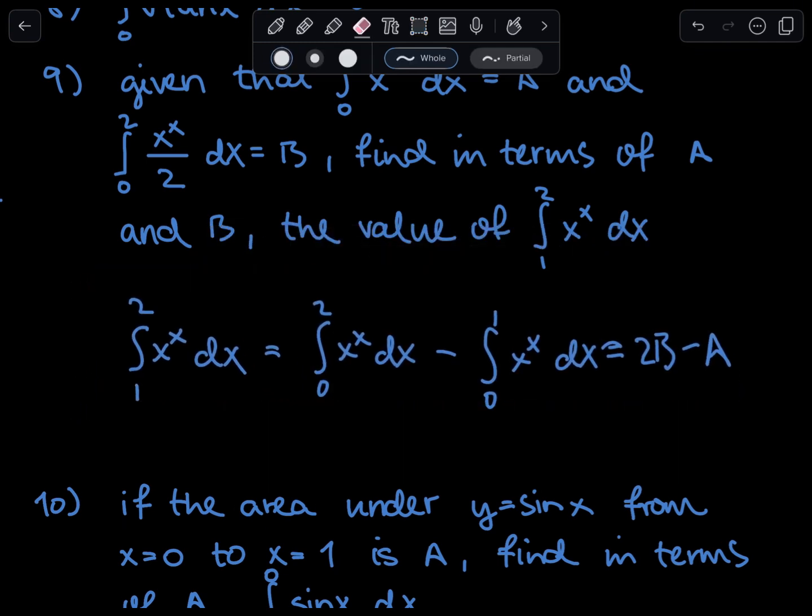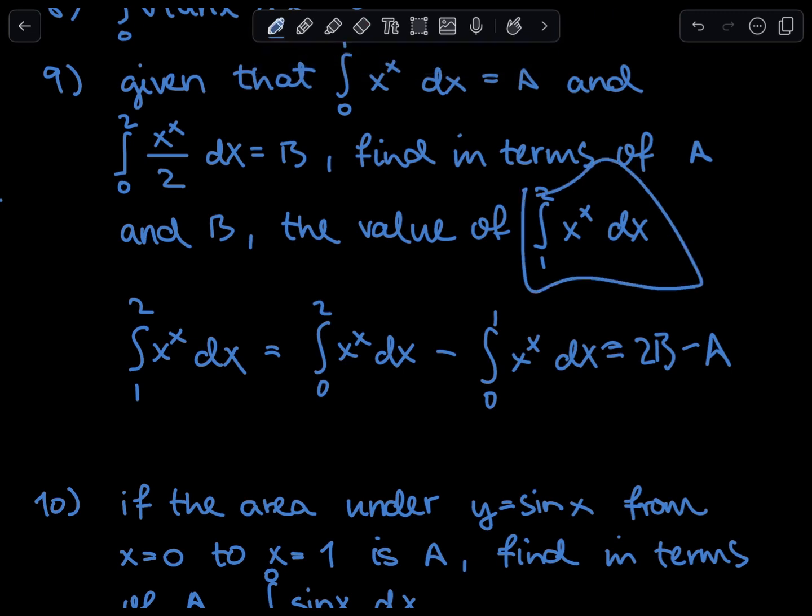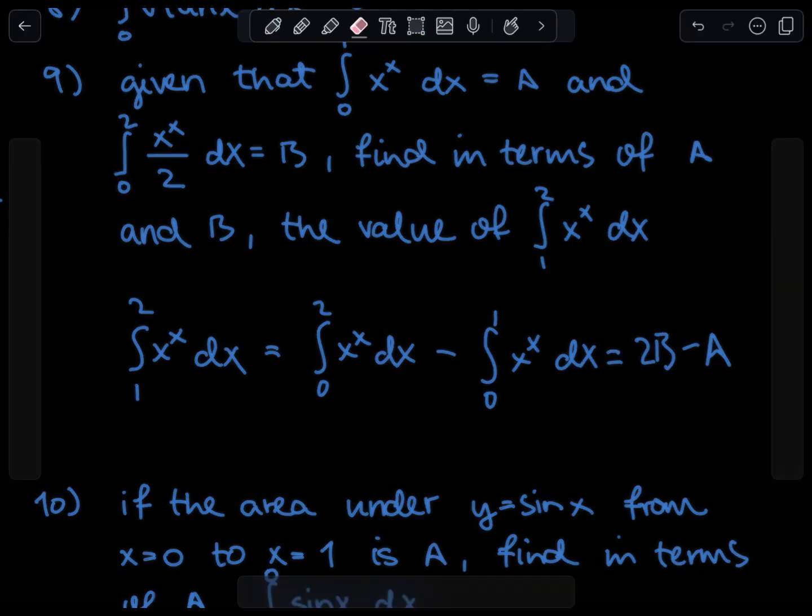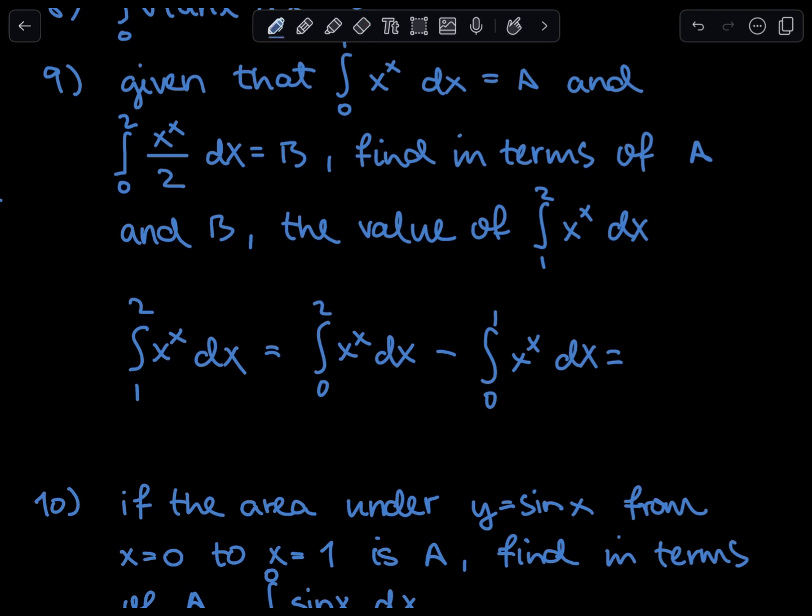So the integral of x to the power of x from 1 to 2, which is what they're asking for, is equal to the integral from 0 to 2 of x to the power of x dx minus the integral from 0 to 1 of x to the power of x dx. And that is, of course, just 2b minus a. I'll write this a little bit nicer.